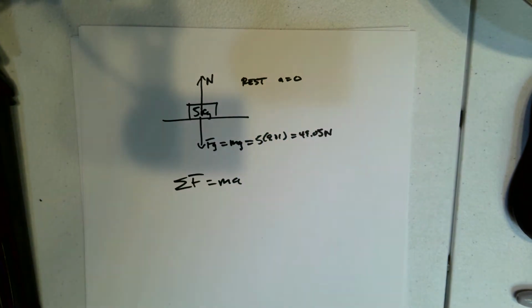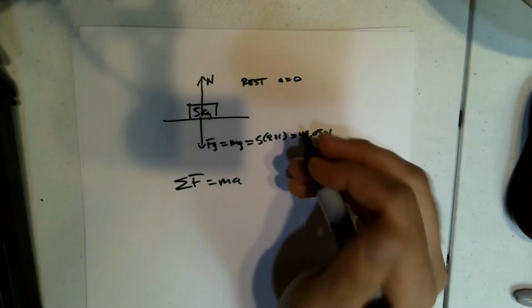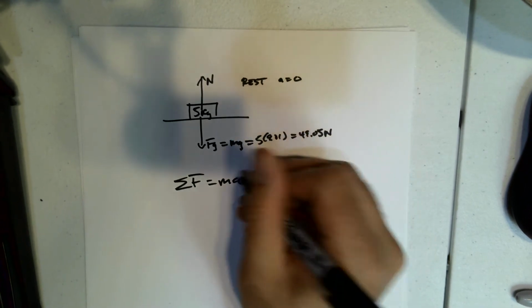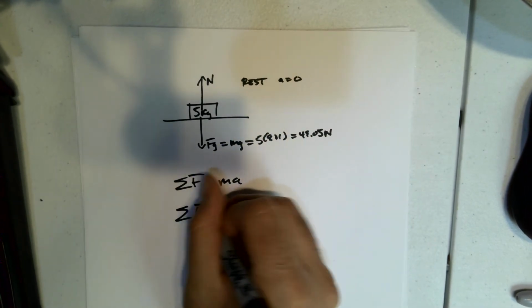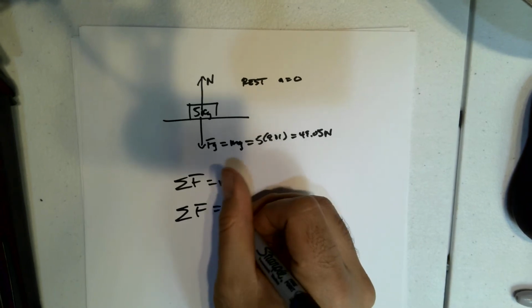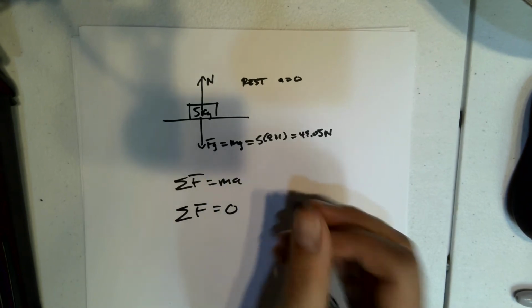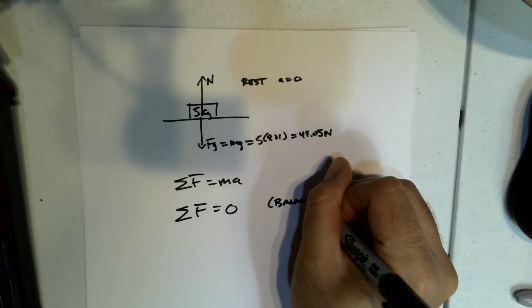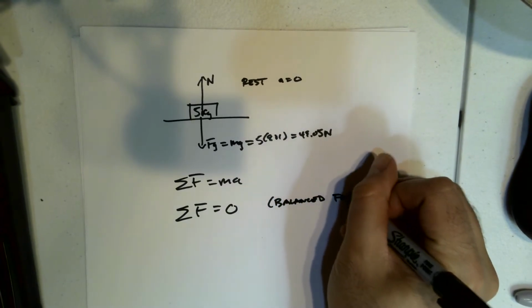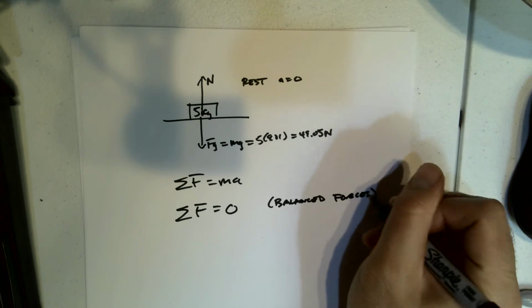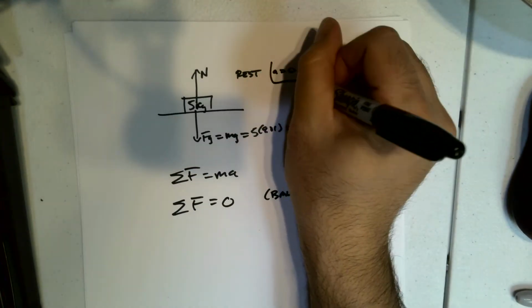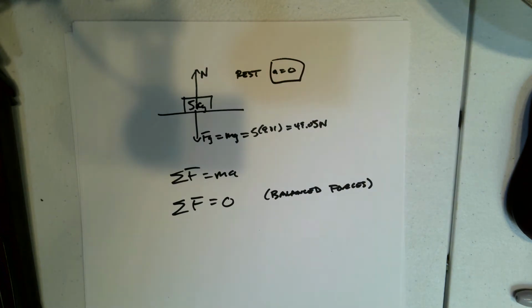And what we can always do is say, all right, here I know that a is 0, which must mean that since a is 0, m times a must be 0, so sigma F must be 0. Basically, that tells us that we have balanced forces. A lot of people go, this is at rest, why are we applying the second law here? But the second law actually applies to all first law cases. It's just that we're dealing with a case where a is equal to 0.